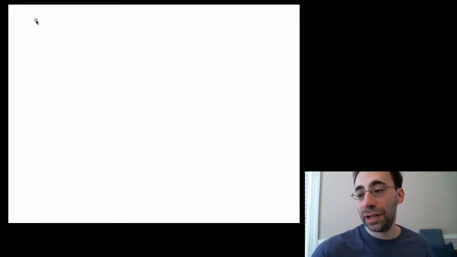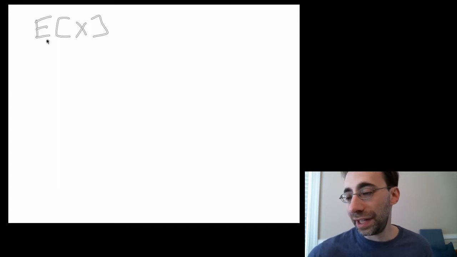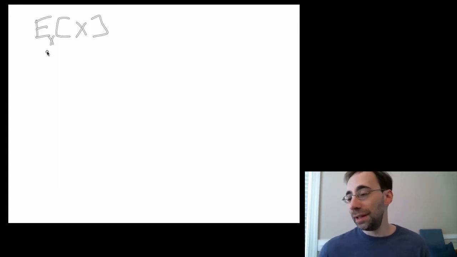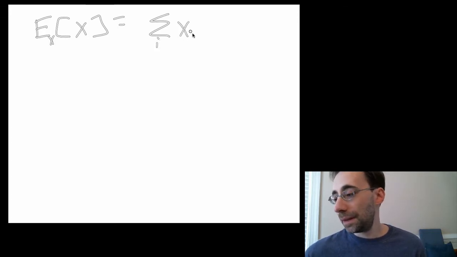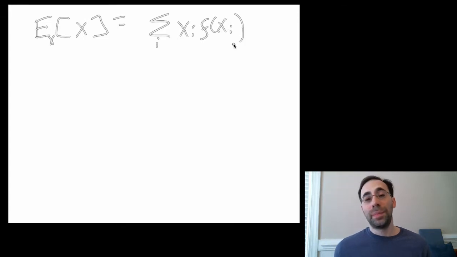Recall that the expected value of a random variable, we stick an x here just to be sure we're talking about x, if it's discrete, is equal to the sum over all values you might see, xi times the PMF here, where the PMF represents the probability of drawing any particular value xi.